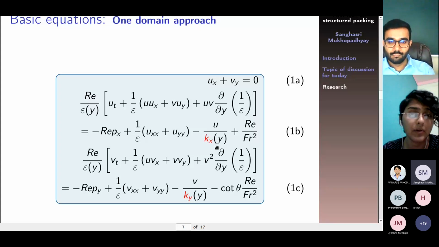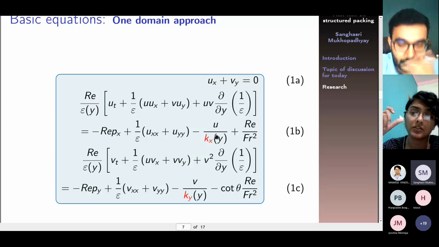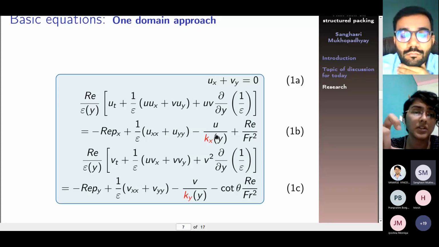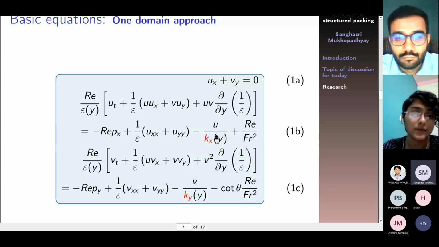We called it kappa x, which is a function of the cross-stream permeability. Of course, this porosity and the permeability both are functions of the cross-stream direction, because I told you that the effective properties of the porous medium change from the porous to the liquid layer, so it must be a function of the cross-stream direction.